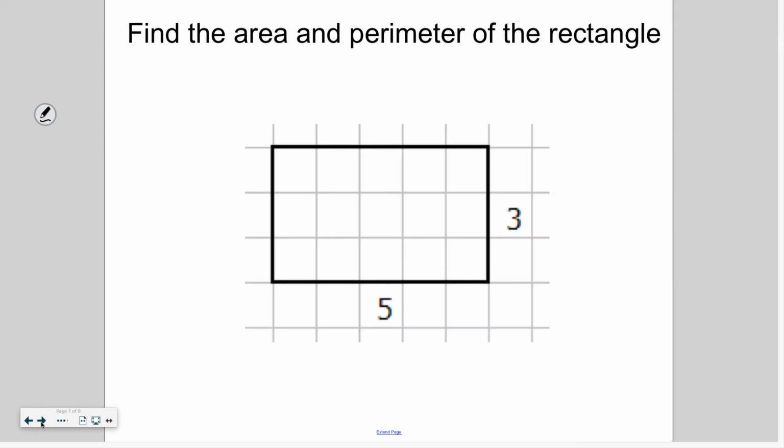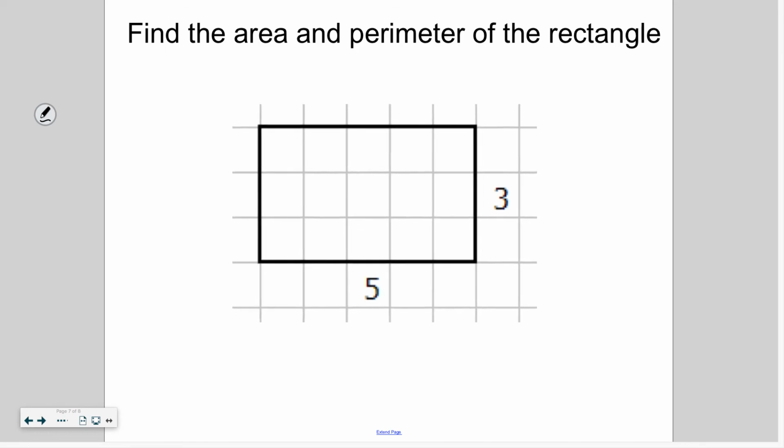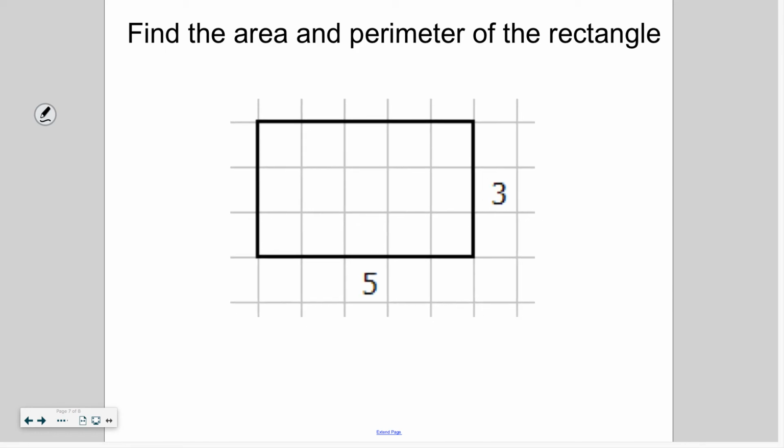Right, so you're going to try this last one, and the sides have already been written for you, 3 and 5. So please pause the video now, solve this, and then press play when you're ready to check your work.